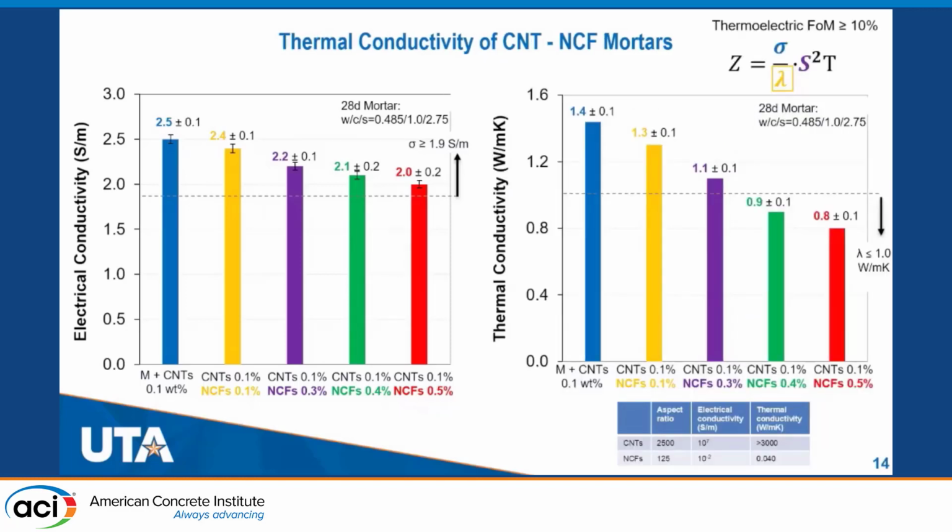Here, in the right part of the slide, are the thermal conductivity results of this hybrid mortar nanocomposite, and we see that the addition of nanocellulose fibers 0.4 and 0.5 reduces the thermal conductivity of the material to lower than 1 watt per meter Kelvin, 0.9 and 0.8. So this combination shows us that we can keep a high electrical conductivity above the benchmark while effectively reducing the thermal conductivity, which is desperately needed for the thermoelectric effect.